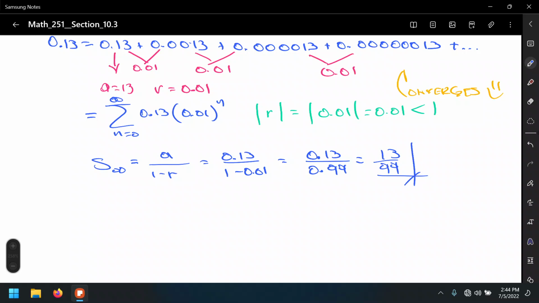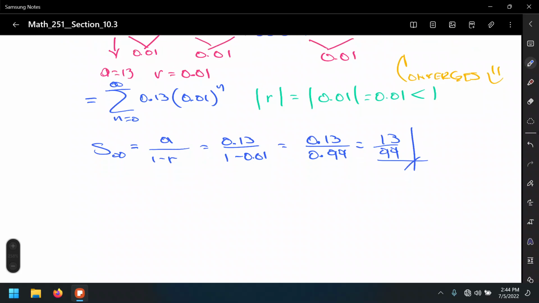And if you compute this number on the graphing calculator, you should get 0.13, 13, 13, 13. So go ahead and check it out, and if it's anything different, let me know. All right.